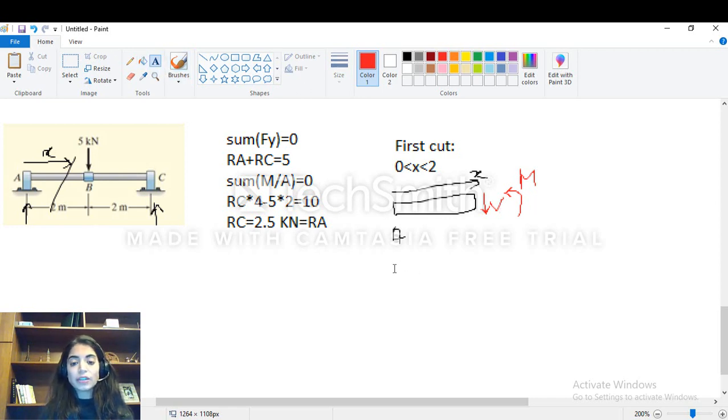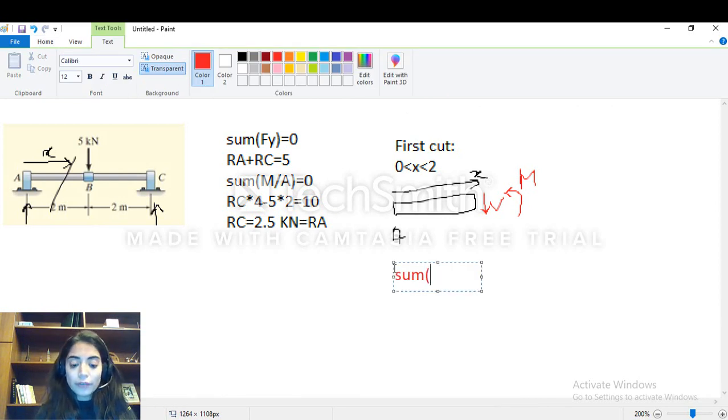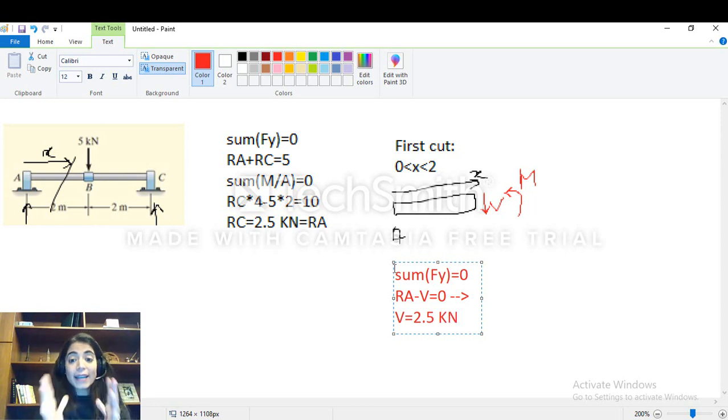So basically, guys, I should say sum of Fy is equal to 0 for this left part. Now what do I have? I have the reaction at A minus V, because V is downward, is equal to 0. And this means, guys, that V is equal to Ra and it is equal to 2.5 kilonewton. So guys, here for any x between 0 and 2, the shear force is constant and it is equal to 2.5 kilonewton. What about the moment?